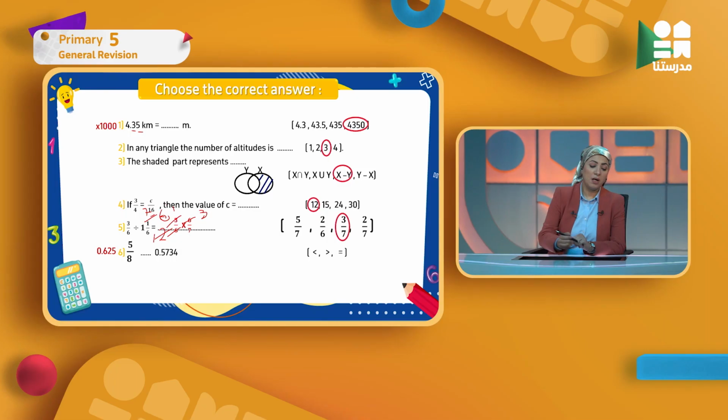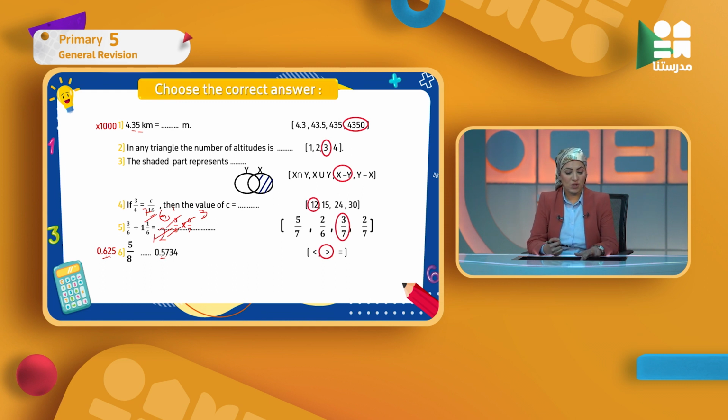So here, the first place, the 10th place, the first number is 6 and the second number is 5. Okay, so I have 6 and 5. Which is bigger? Of course, the 6. Then 0.625 is bigger than 0.5734. So I'm going to choose the greater than sign.